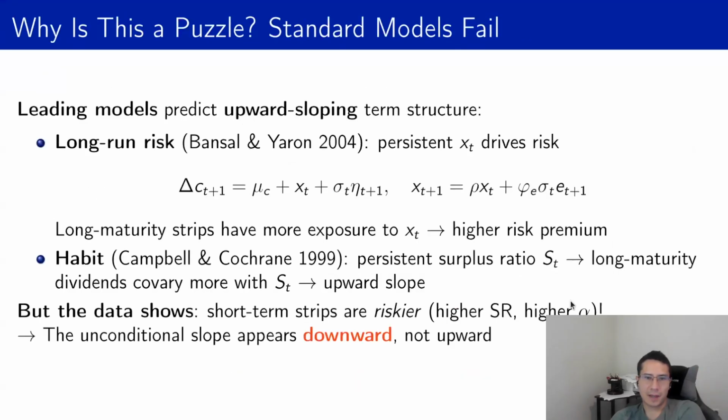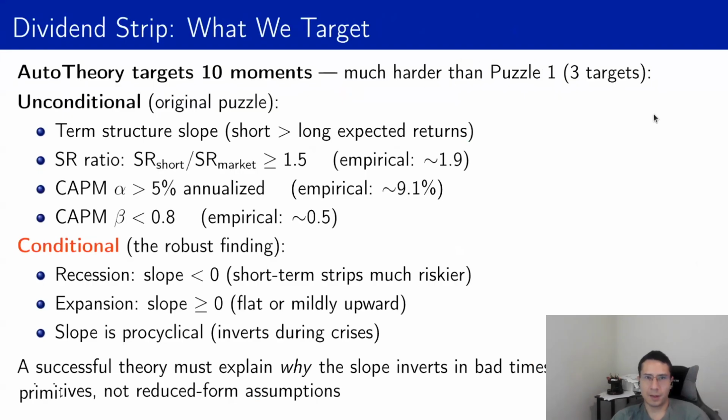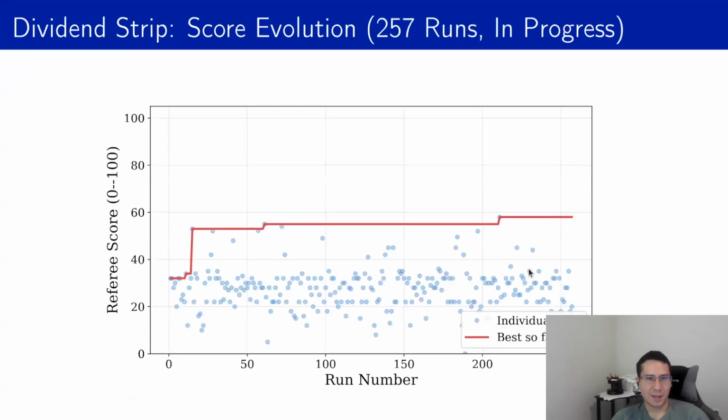And the leading models basically cannot do this. AutoTheory is going to be harder because it will target 10 moments rather than 3 targets. So here we'll have the conditional, the term structure slope, meaning short is higher than long expected returns, the ratio that has to be greater than 1.5, the CAPM alpha and the CAPM beta, and the conditional moments. This is much, much harder in general. In this case, for the theory evolution, I think I ran something like 2,000, out of which 257 survived.